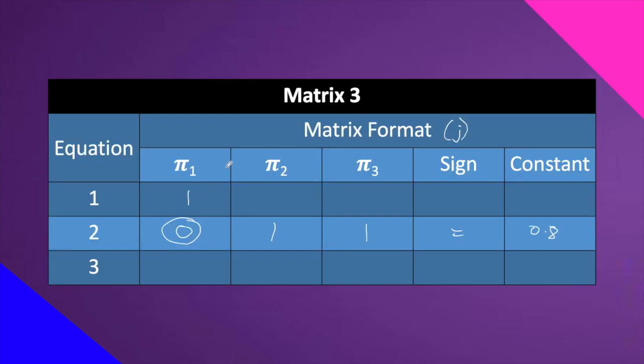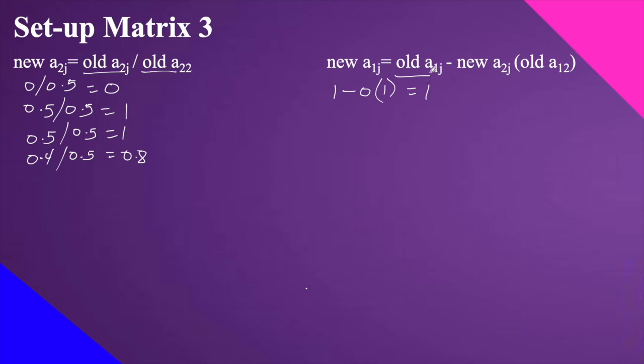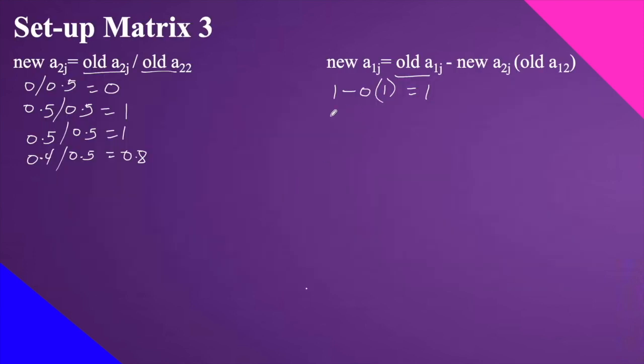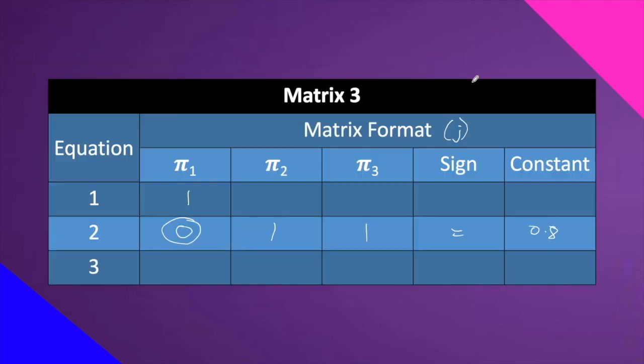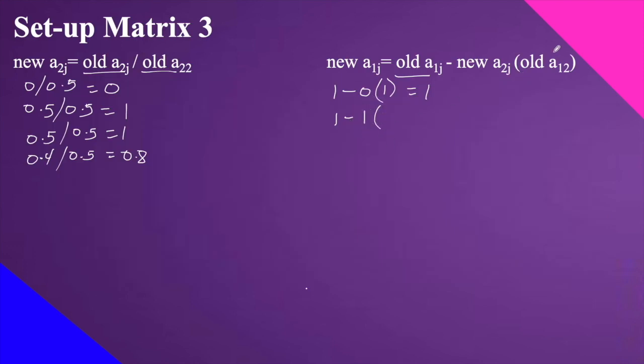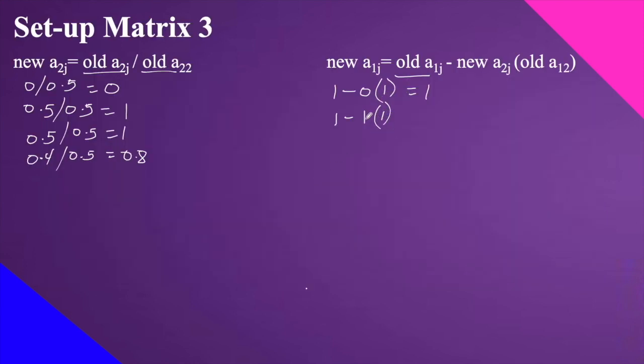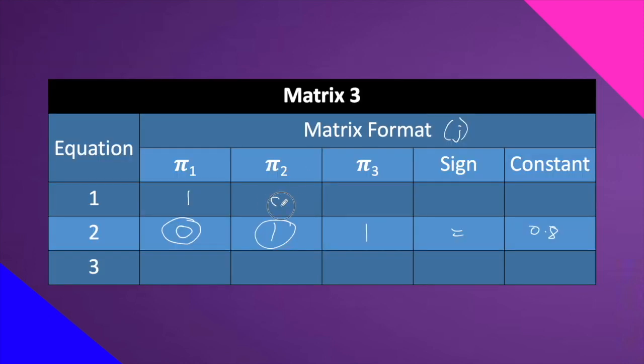Okay? So, ayan na. Next, old A sub 1j, second j na tayo, old A sub 1j, ito, that is 1. So, 1 minus new A sub 2j, second j, that is 1, ito po. So, 1 multiplied to old A sub 1, 2, matrix 2, old A sub 1 and 2, this 1, which is 1. 1 times 1 is 1. 1 minus 1 is 0. So, yung aking second is 0.